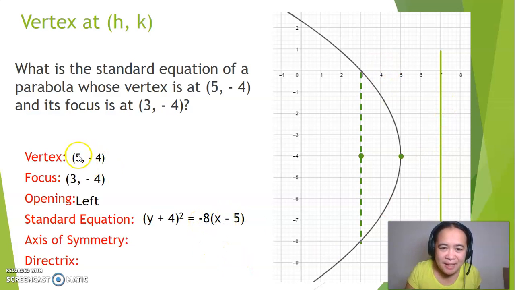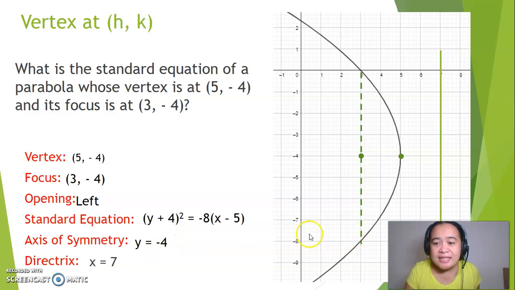Then x minus 5. The axis of symmetry would be y equals negative 4. And the directrix would be x equals 7.